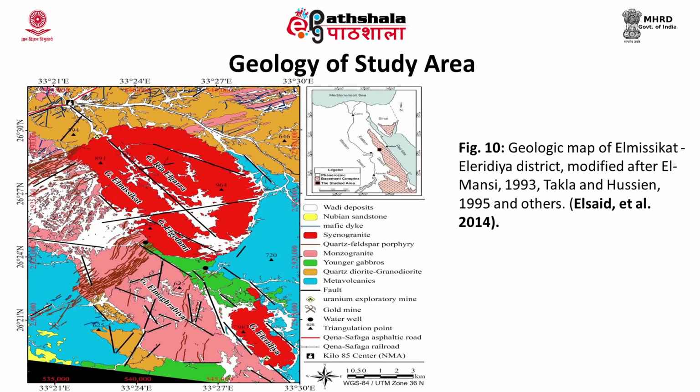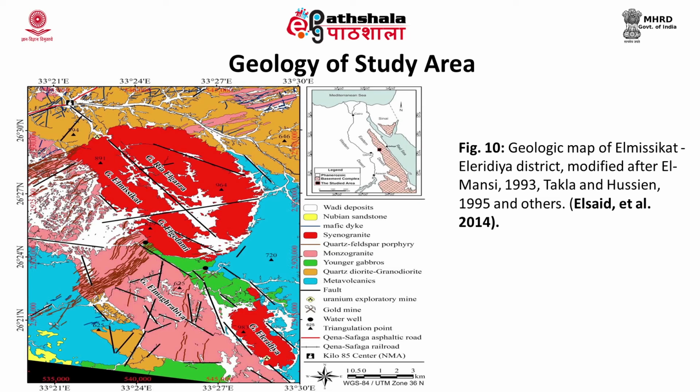If you look at this diagram, here you can see the geological map. The colors indicate the different rock types present in this particular area. You can see the red color one, syenogranite. The probability of mineralization is in this syenogranite. You can see one yellow color symbol, which is the uranium exploratory mine. It is present in this.